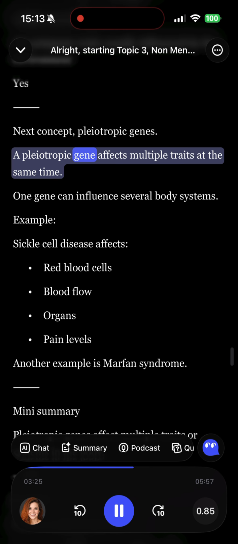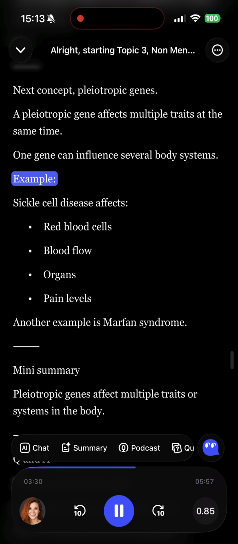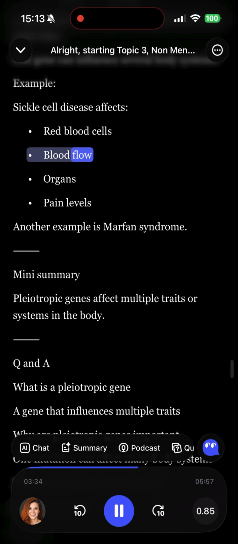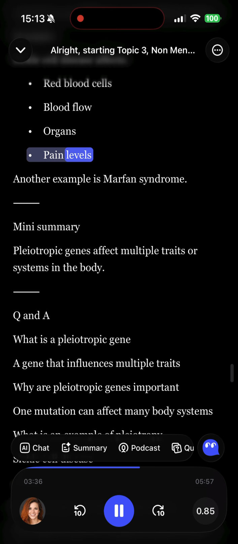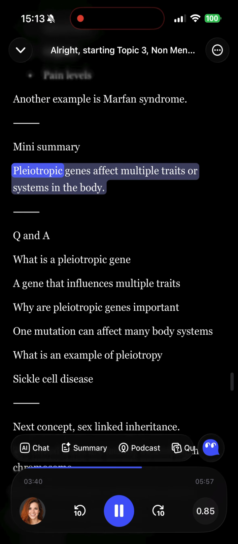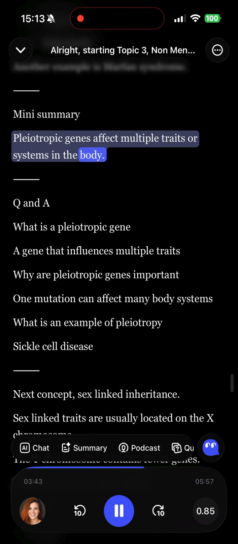Next concept, pleiotropic genes. A pleiotropic gene affects multiple traits at the same time. One gene can influence several body systems. Example: sickle cell disease affects red blood cells, blood flow, organs, and pain levels. Another example is Marfan syndrome. Mini summary. Pleiotropic genes affect multiple traits or systems in the body.